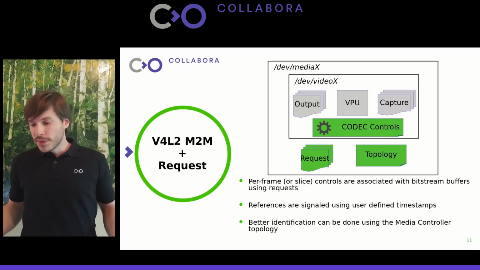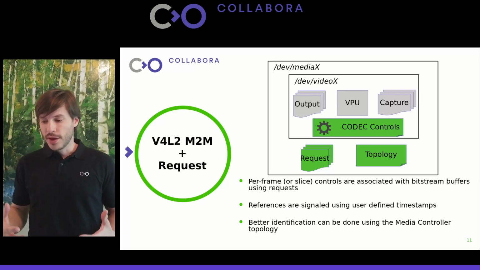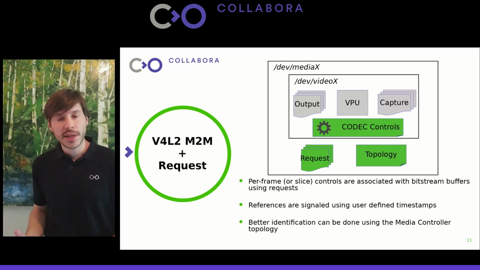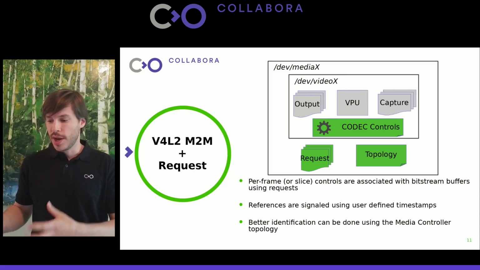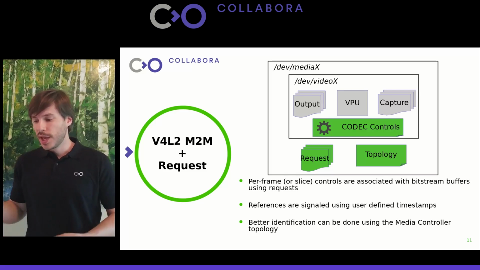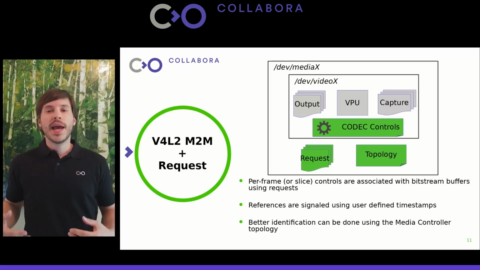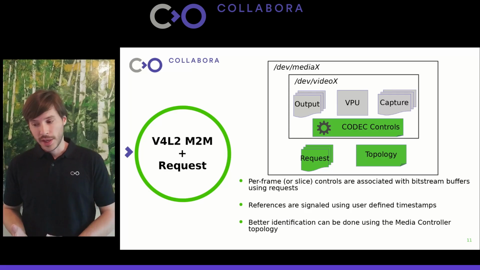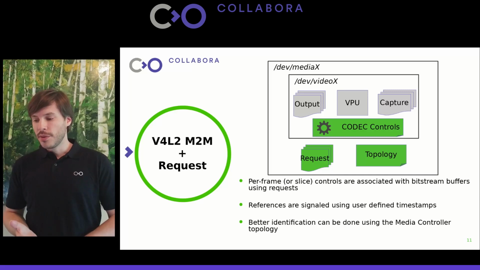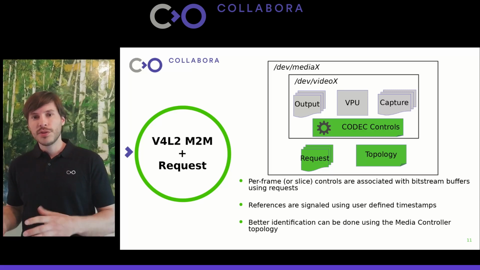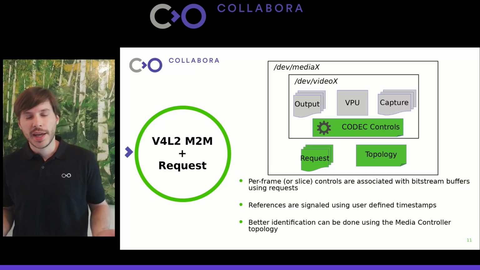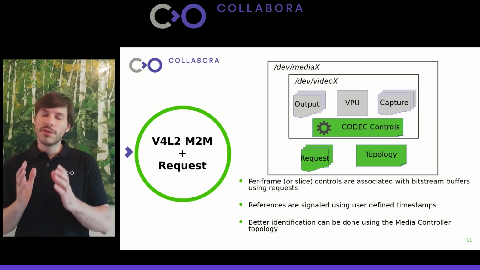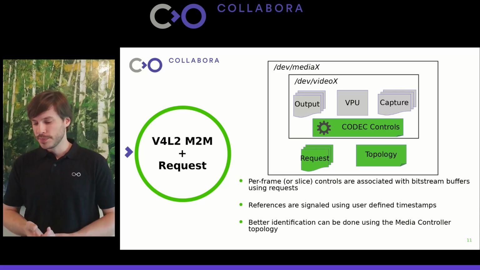Now, how did they model this in the kernel context? So they decided to build on top of what was done for the stateful codec. So they still have an M2M device with a capture and an output queue, but now they add a lot of controls, and those controls are bitstream specific. Now the problem is that you don't just set controls to be applied on the next frame to be processed in the queue. You want to apply the controls to a very specific frame in the bitstream.